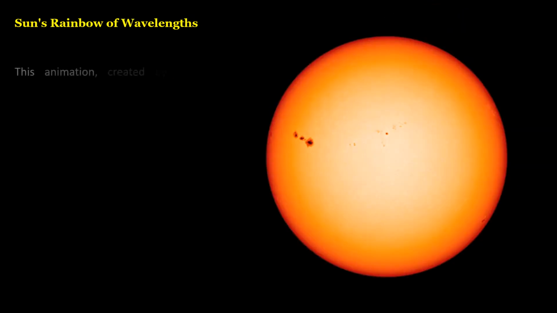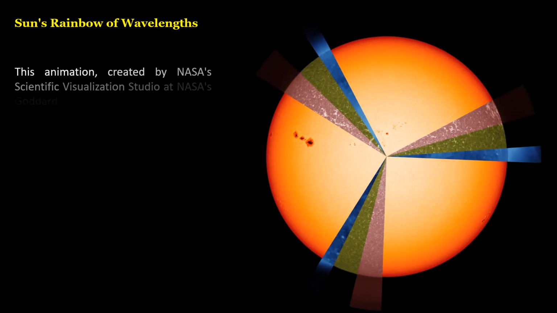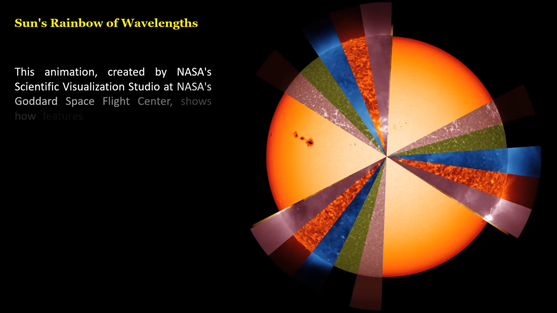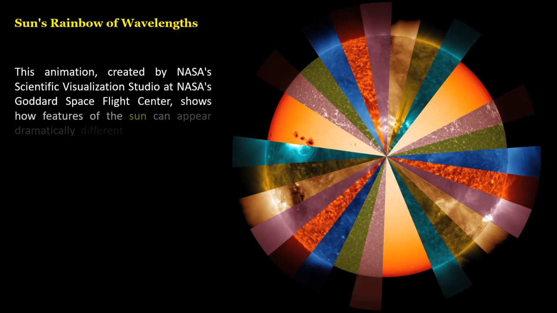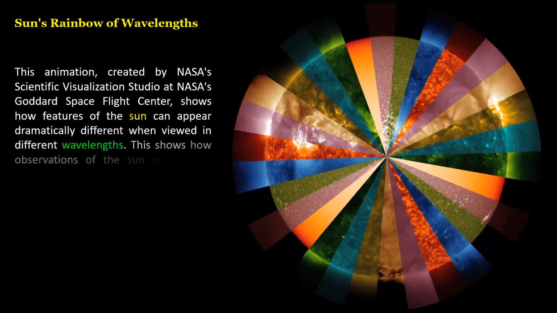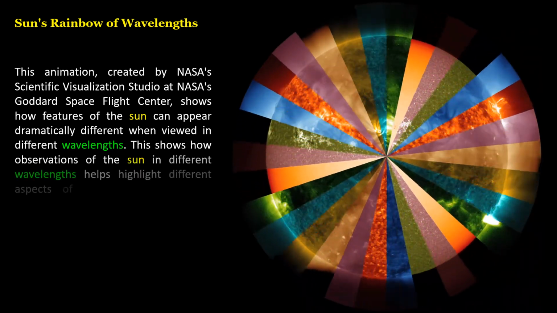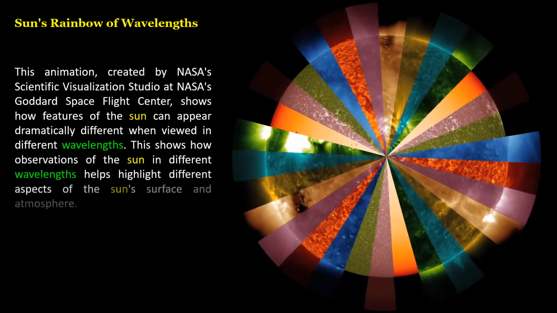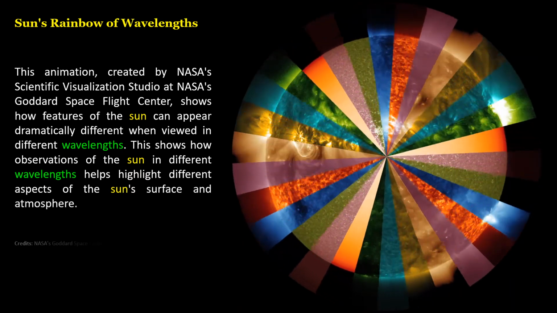This animation, created by NASA's Scientific Visualization Studio at NASA's Goddard Space Flight Center, shows how features of the Sun can appear dramatically different when viewed in different wavelengths. This shows how observations of the Sun in different wavelengths helps highlight different aspects of the Sun's surface and atmosphere.